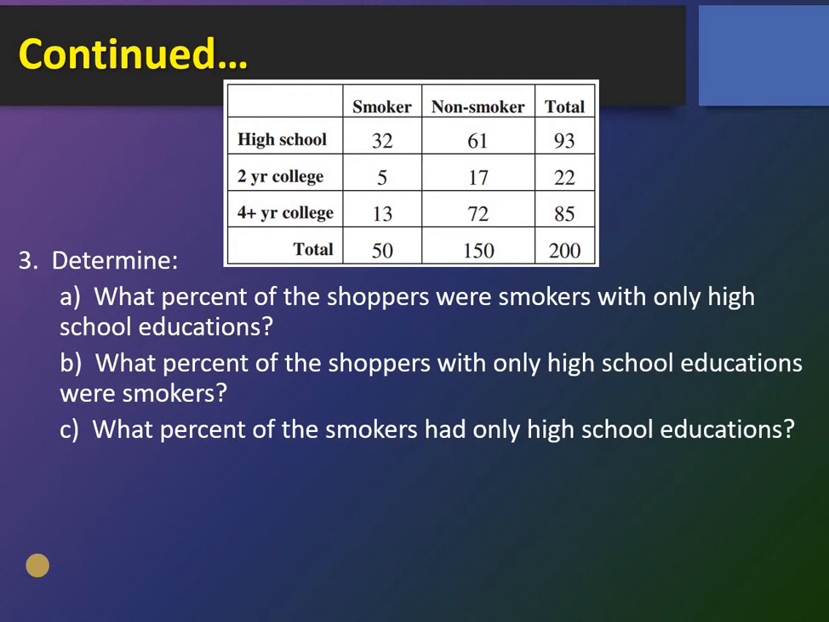And it says what percentage of the smokers had only high school educations? It's going to be 32 over 50, because this one, of the smokers, had and were are the same basic thing. So of the smokers, that's my group here, the total here is 50, had only a high school education.